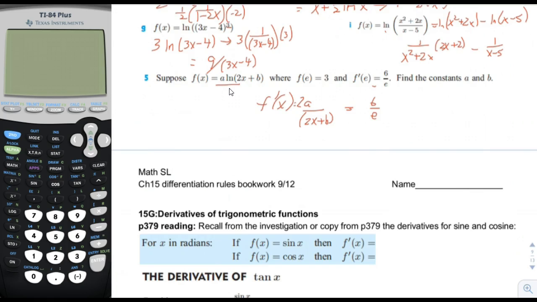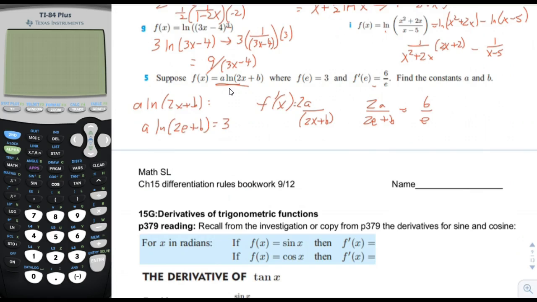Now this is a pretty difficult problem. Now let's rewrite this. So 2a over 2e plus b happens to be 6 over e. And that says to find the constants for a and b. By the way, a natural log of 2e plus b is equal to 3.